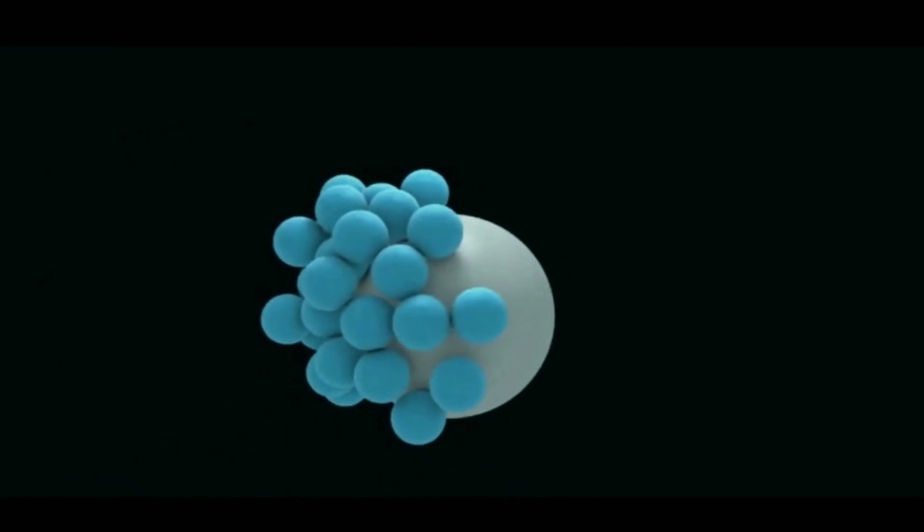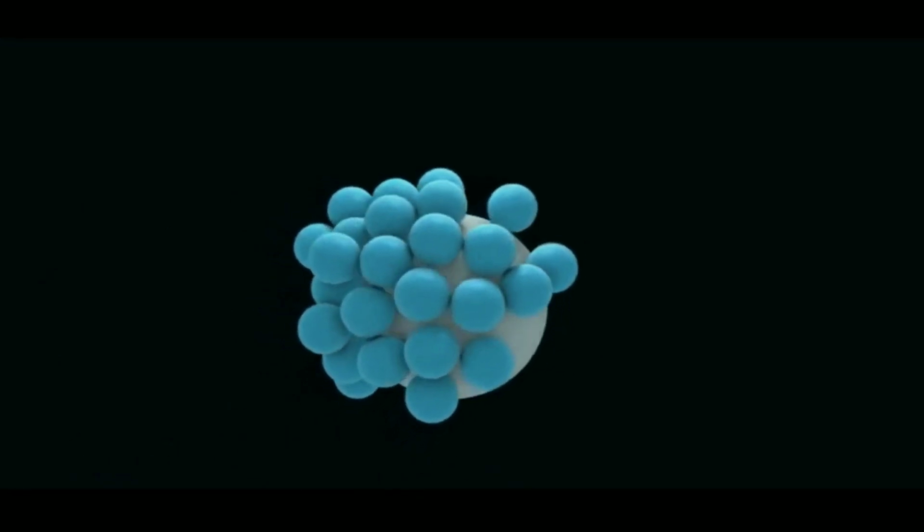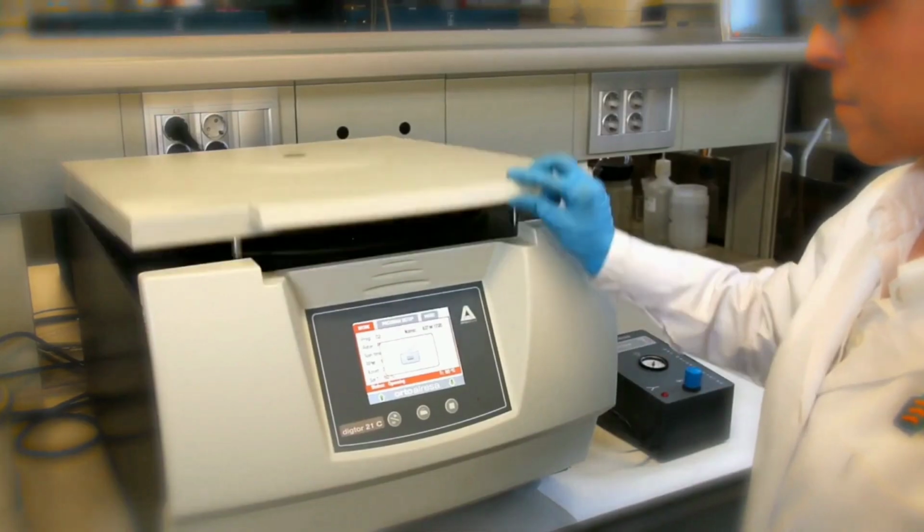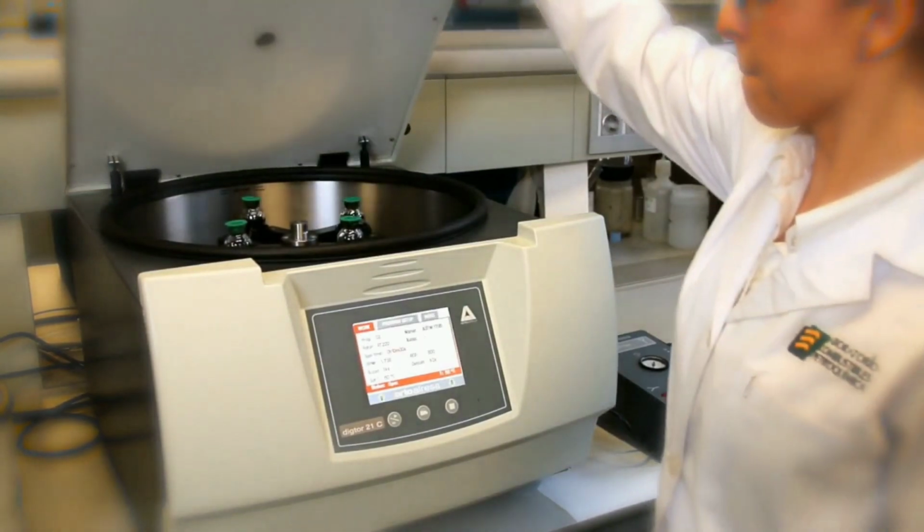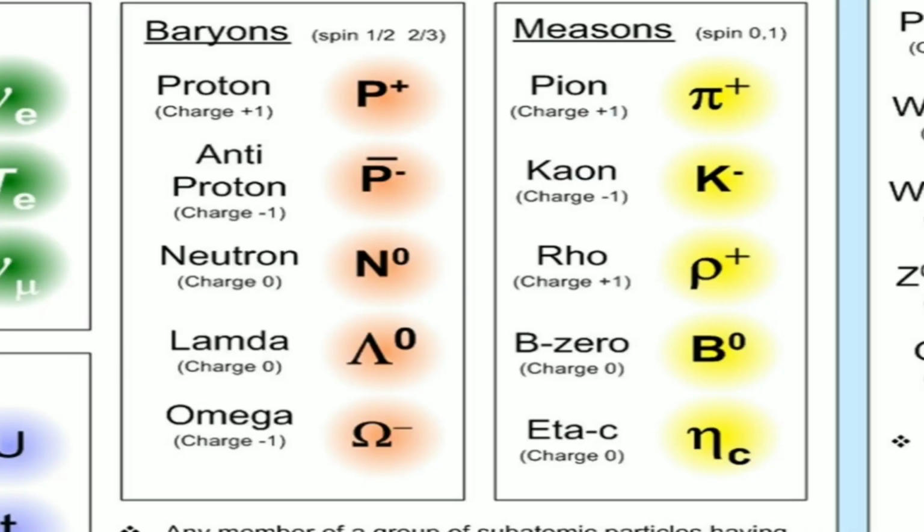The most common type of composite particles is hadrons. Hadrons are particles that are composed of quarks and interact with the strong force. There are 2 types of hadrons: baryons and mesons. Baryons are hadrons that are made of 3 quarks. The most familiar baryons are protons and neutrons, which make up the nuclei of atoms.